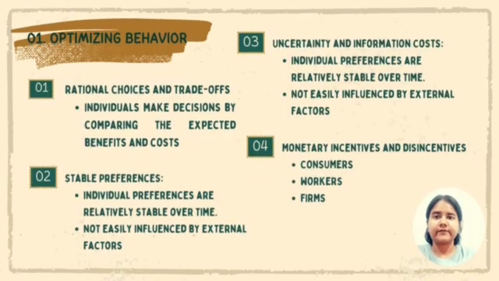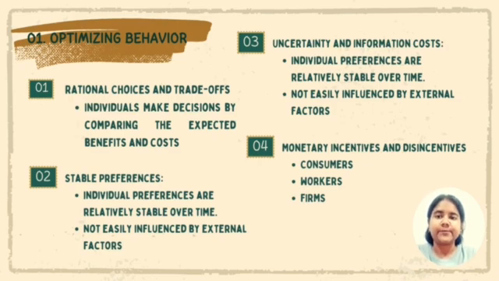The first major tenet of optimizing behavior builds on the idea that individuals act rationally to maximize their well-being. This rational behavior is foundational to neoclassical economics and has far-reaching implications for understanding economic decision-making. For the first point, rational choices and trade-offs. Individuals make decisions by comparing the expected benefits and cost. They aim to achieve the best possible outcome given their preferences and constraints, such as limited resources like time and money. For example, a consumer might choose between purchasing a luxury good or saving for future needs based on their perceived utility of each option.